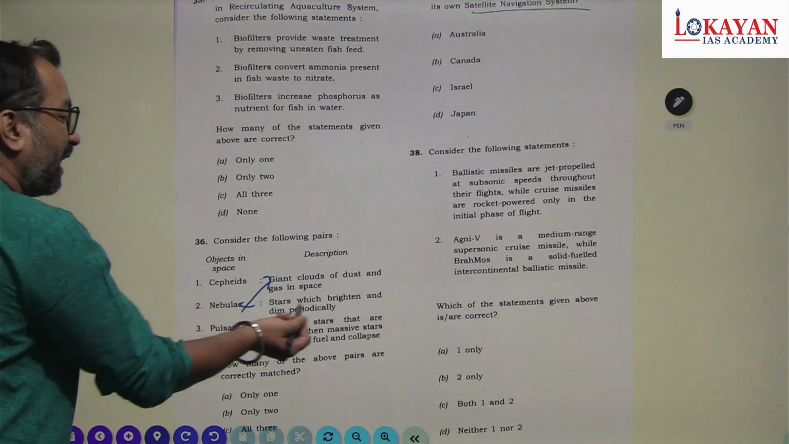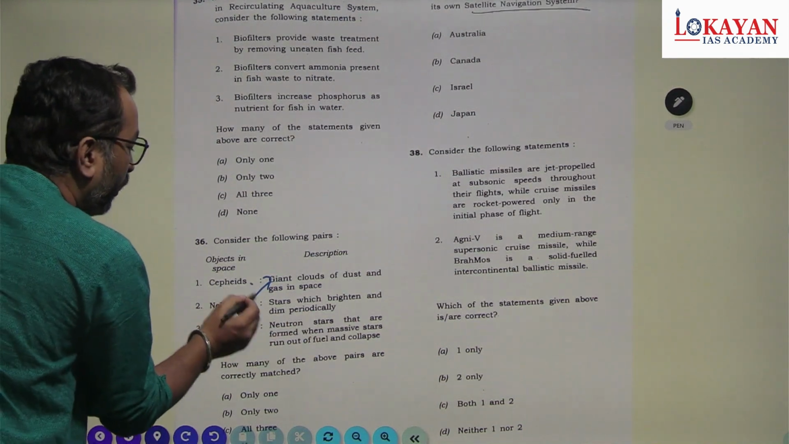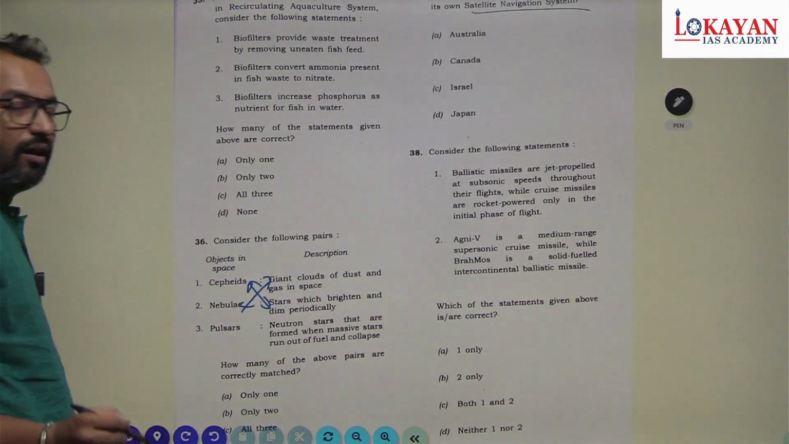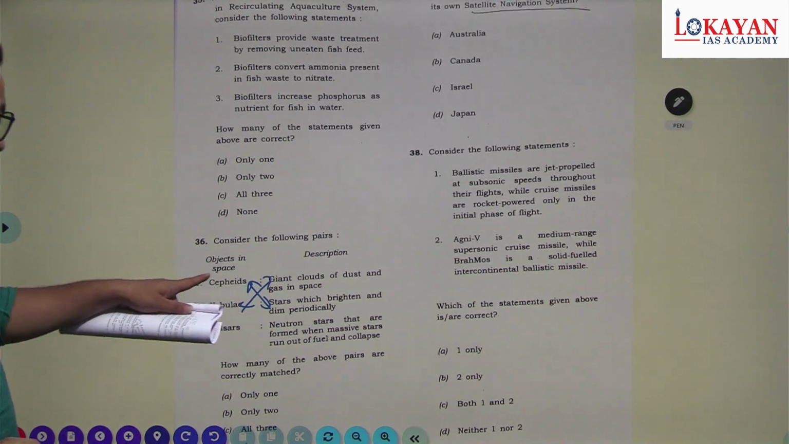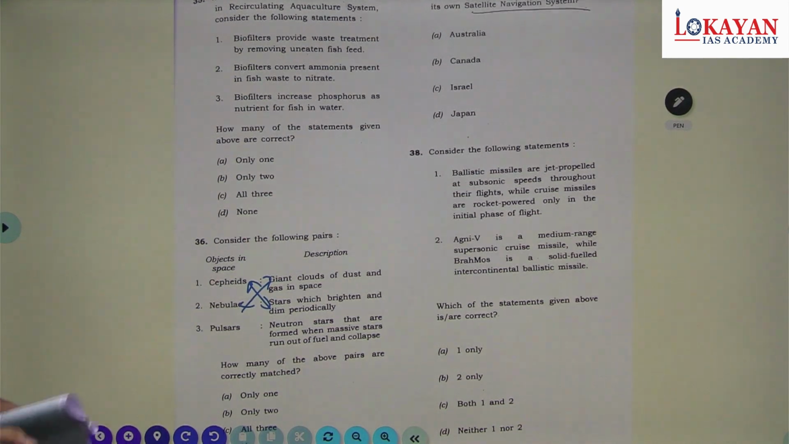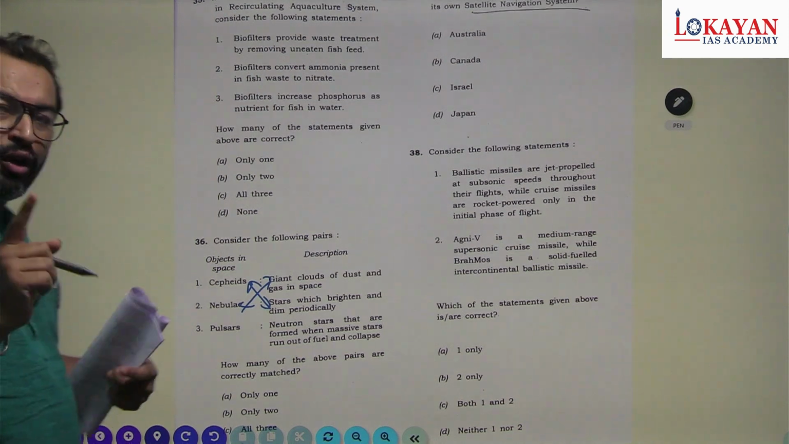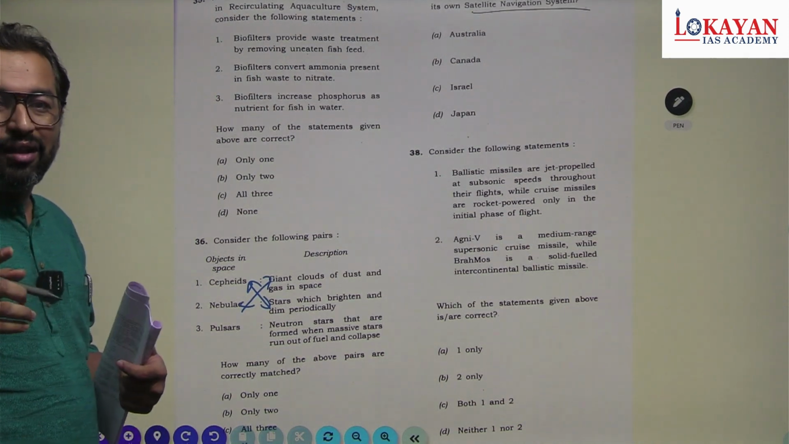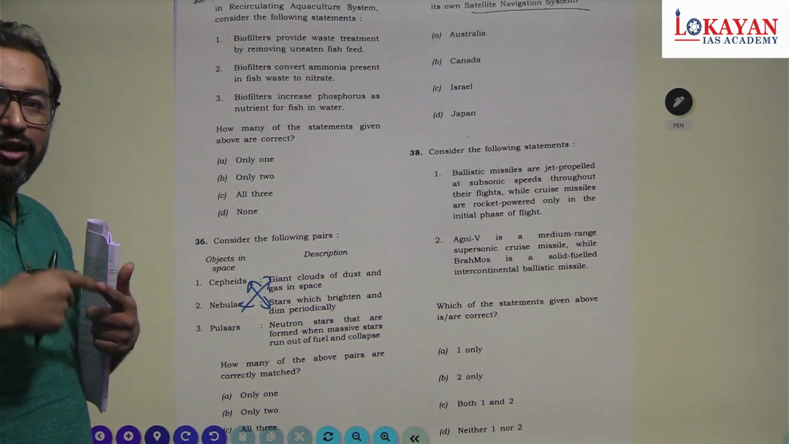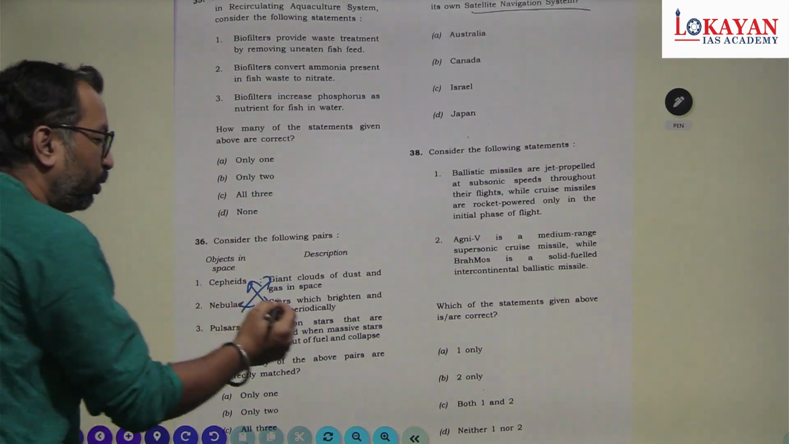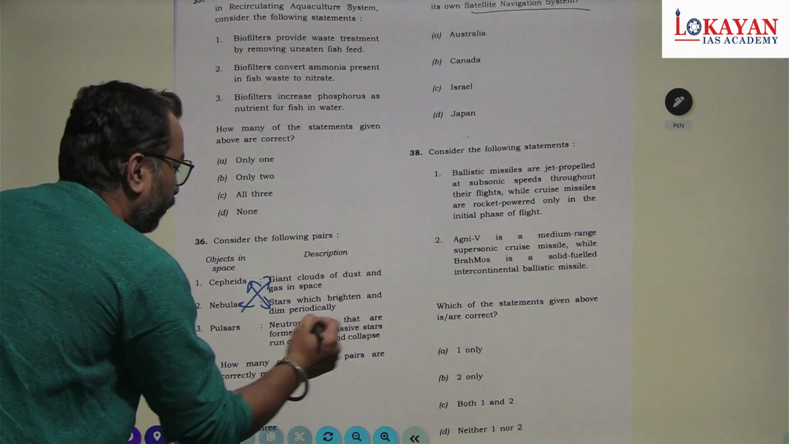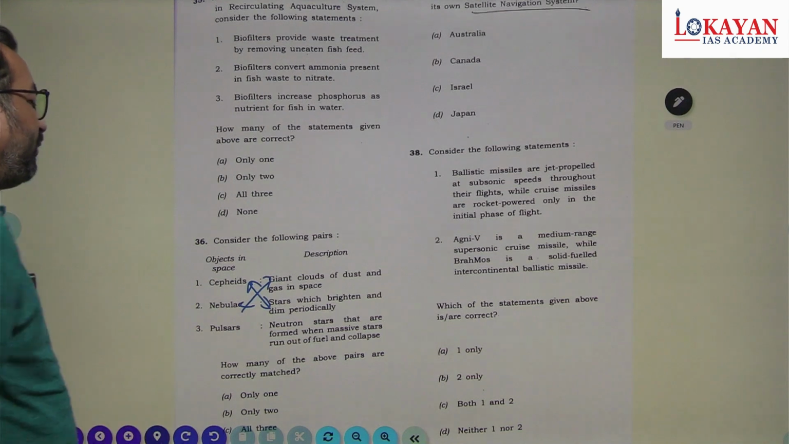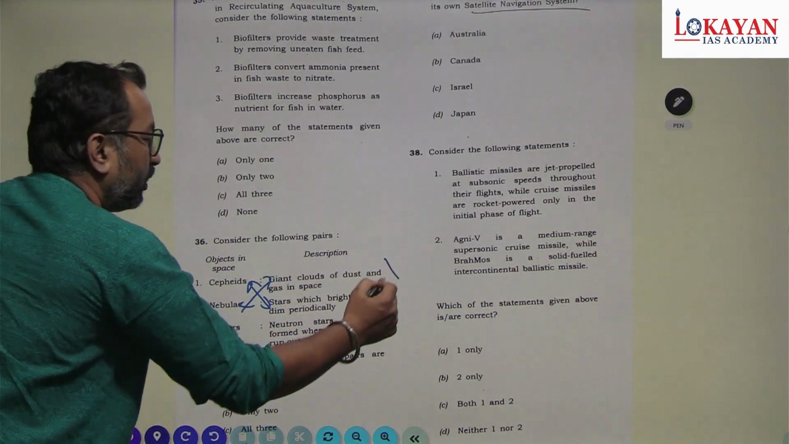Cepheid is nothing but stars which brighten and dim periodically. Those are called Cepheids. And those stars, they brighten and dim periodically. That's why scientists or astronomers can decide the distance between Earth and those stars. That became useful for them. So these definitions are interchanged, so these are not correct.